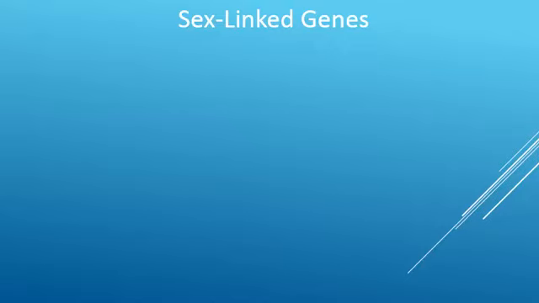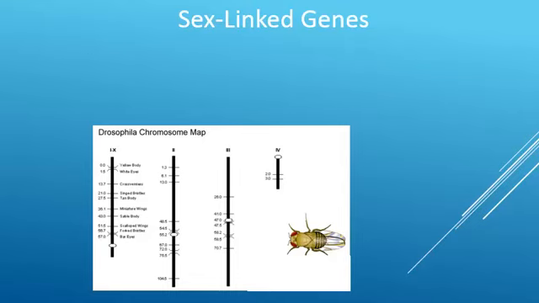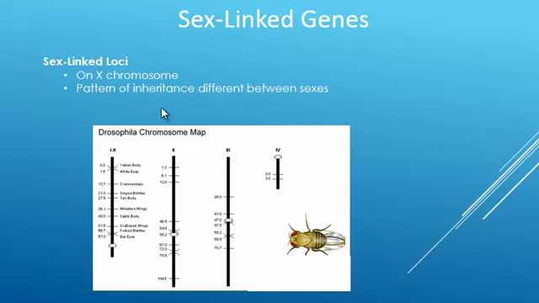Now, let's take a look at some of the other inheritance patterns that we might see through a dihybrid cross. So first, we might see sex-linked genes. We saw this with the monohybrid cross, but we might also see them with the dihybrid cross. Sex-linked loci, recall, are those that are going to be on the X chromosome. Here's an example of a variety of different traits whose genes are located on the X chromosome. We'll notice them in their pattern of inheritance because we'll see a difference in the inheritance patterns between the sexes, and that will tell us we have sex-linked loci.